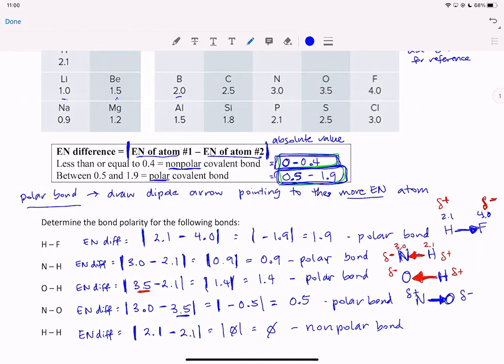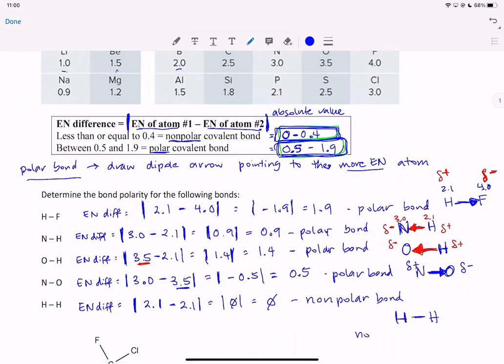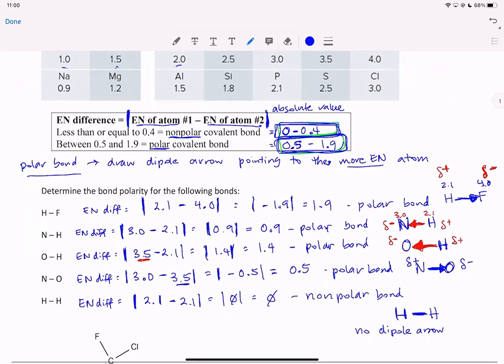So for the nonpolar bond, this is the hydrogen bonded to the other hydrogen. This one, you have no dipole arrow. Okay, so if it's polar, yes, you add the dipole arrow pointing to the more electronegative atom. But for a nonpolar bond, you have no dipole arrow. You leave it as just the bond, just the line.